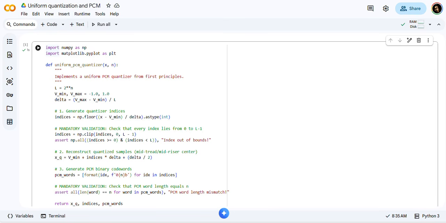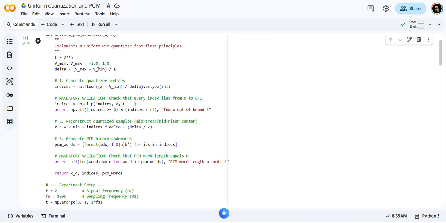Step size determines the height of each stair by dividing the total voltage range Vmax minus Vmin by the number of levels L. The signal is divided by the delta and rounded down to assign each sample to a specific integer bin from 0 to L minus 1. np.clip acts as a safety limiter so that a maximum value of exactly 1.0 doesn't accidentally spill into a non-existent bin.